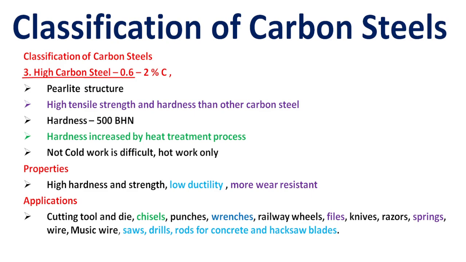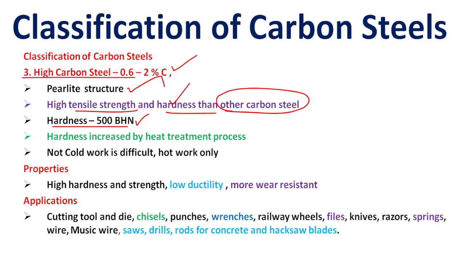The carbon content is 0.6 to 2 percent, with a pearlite structure. It has high tensile strength and hardness compared to the other carbon steel materials. Compared to the low carbon and medium carbon steel materials, the high carbon steel material has high strength, tensile strength, and hardness. The hardness is 500 BHN, Brinell hardness number.